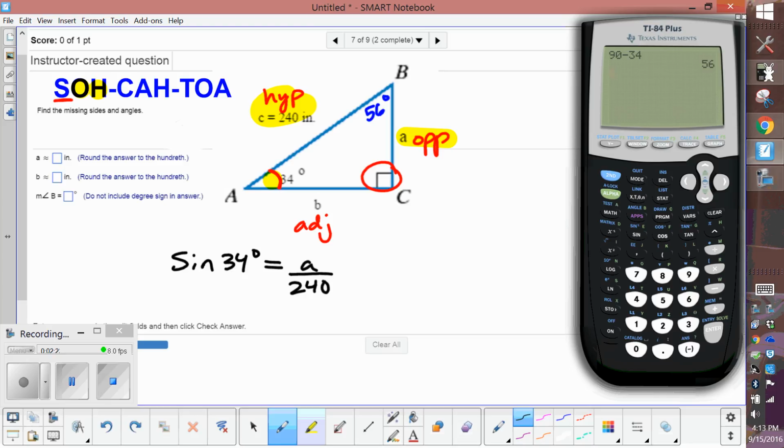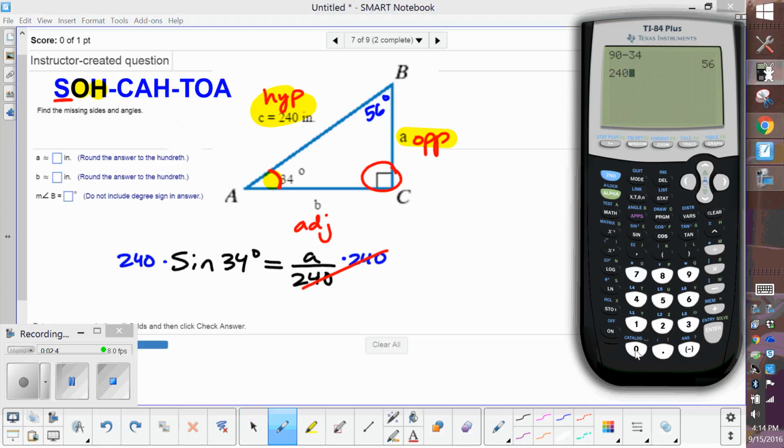Okay, this is an easy problem to solve. I like when the unknowns are in the top. My goal is to get A by itself. And the way I get the 240 out of the denominator, the opposite of dividing by 240 is multiplying by 240. And if I do it over there, I have to do it over here. And I'm done. Okay? I'll type that into the calculator. 240 sine. You don't even need to do multiply. It'll do it for you. 34 degrees. Close your parentheses. Hit enter. Okay? So I have little a now.